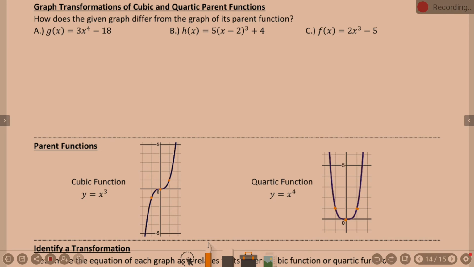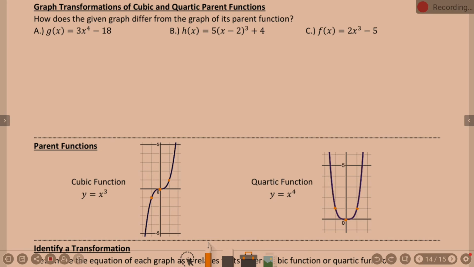Specifically, I put a couple of dots or points here indicating that the basic cubic function, before anything's done to it, goes through 0, 0, 1, 1, and negative 1, negative 1. And the next points are like 2, 8, and negative 2, negative 8. So I didn't worry about those.